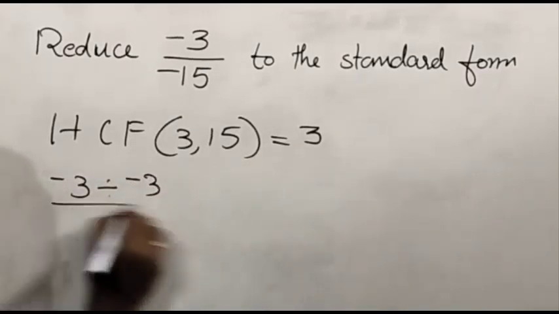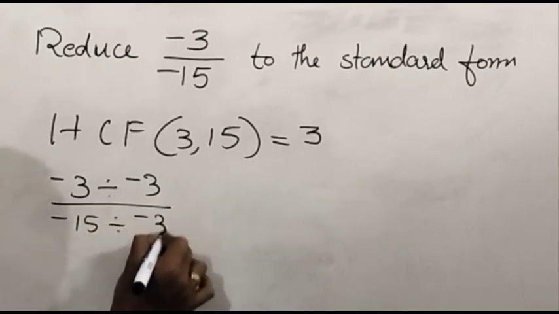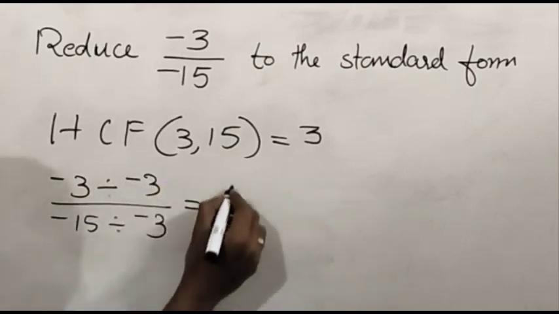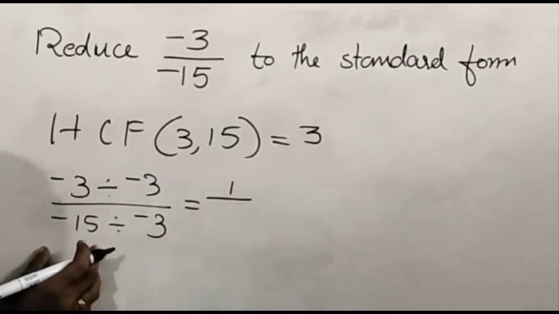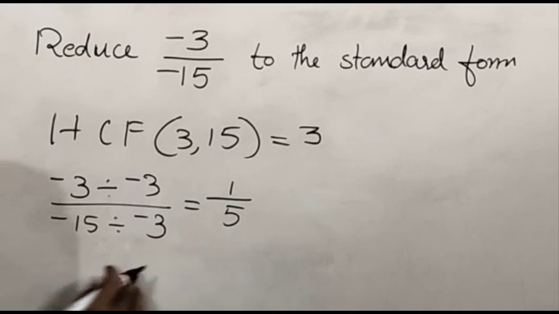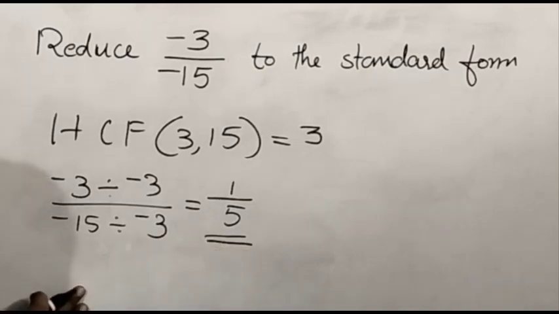Minus 3 divided by minus 3, that is equal to 1, over minus 15 divided by minus 3, that is equal to 5. So the standard form of minus 3 by minus 15 is equal to 1 by 5. Remember, if there is a negative sign in the denominator, divide by minus HCF.